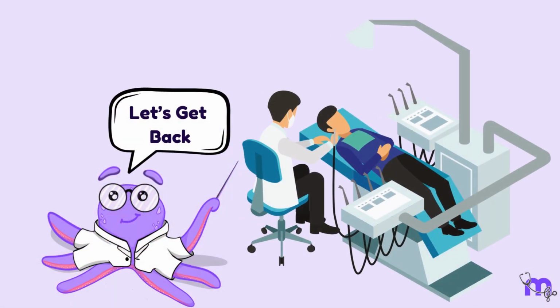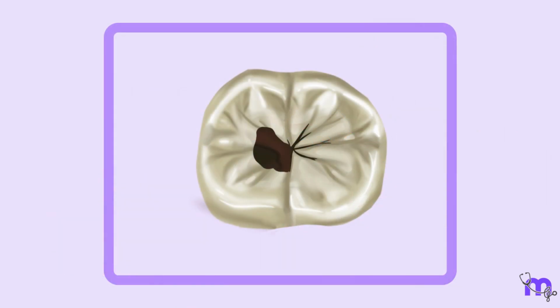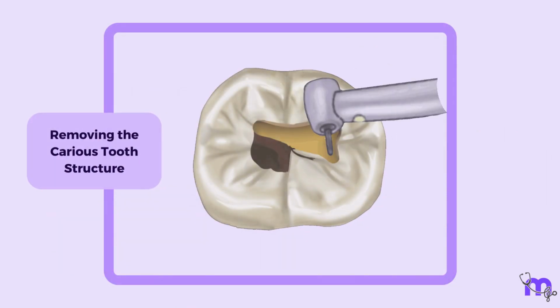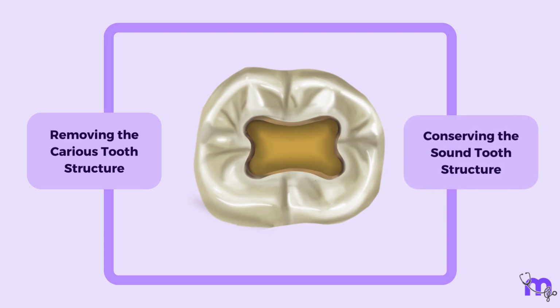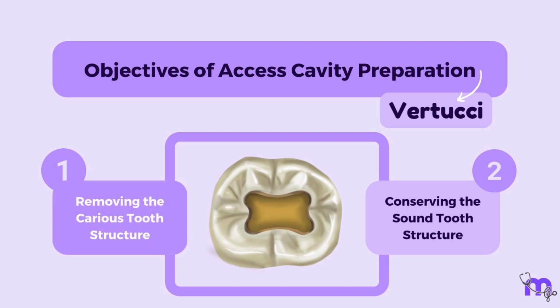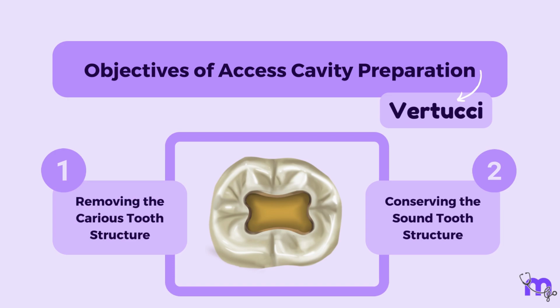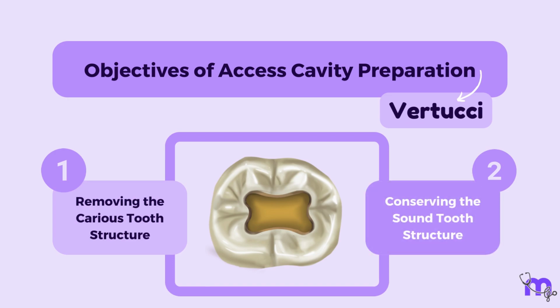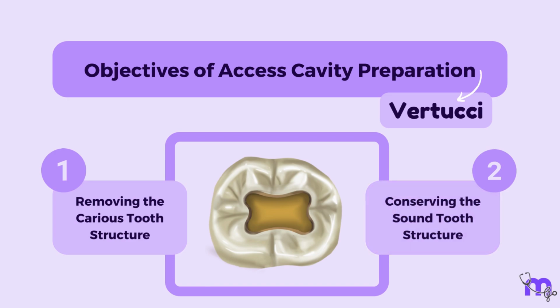Now let's go back to the case. I began with the access opening by removing the carious tooth structure while conserving the sound tooth structure. This brings us to the first and second objectives of access cavity preparation as given by Vertucci. The first objective states the removal of all carious tooth structures, and the second states conserving the sound tooth structure. It is done to avoid any recurrence of caries in the future.